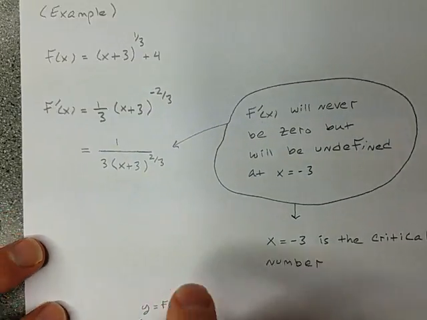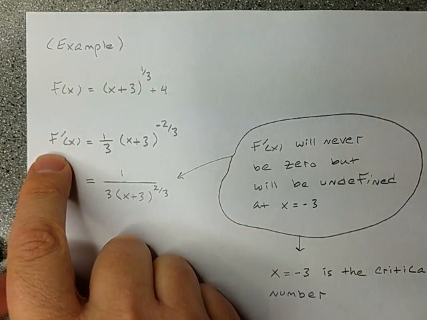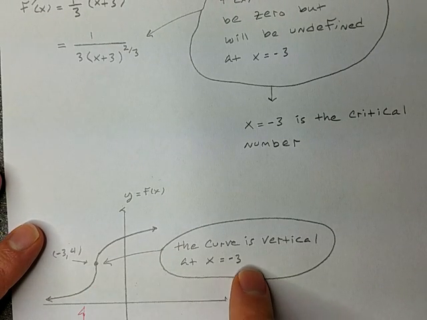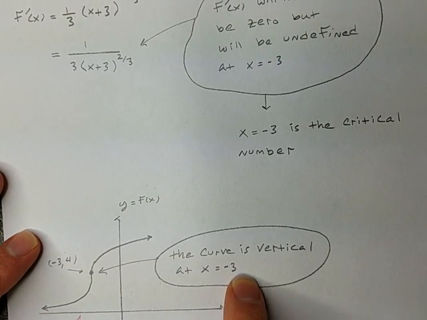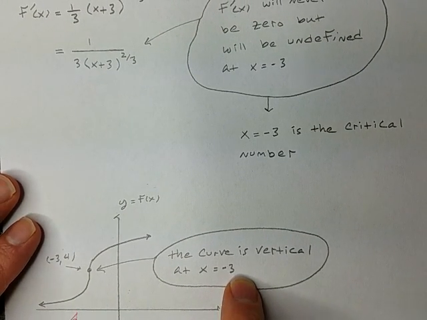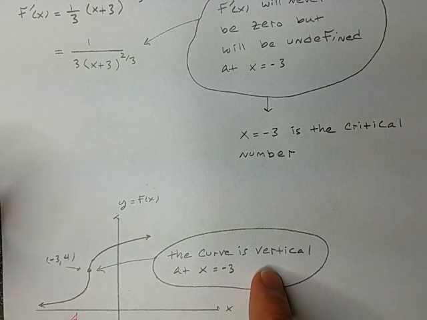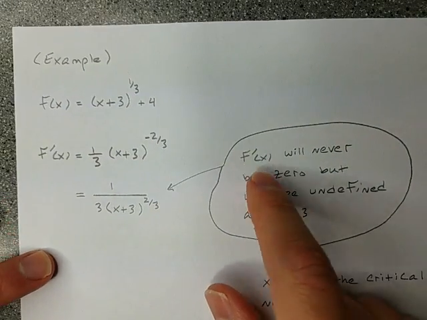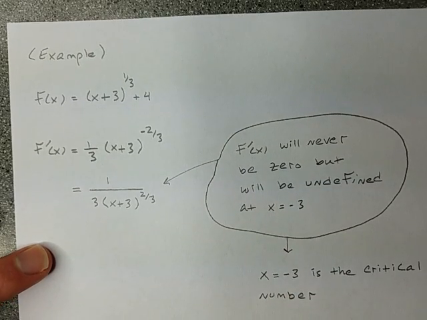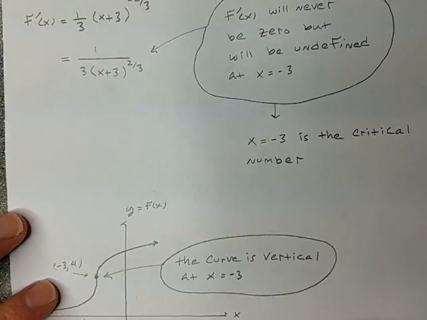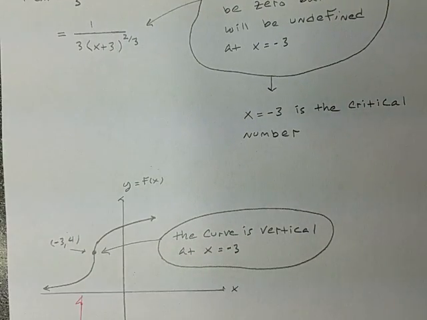Well, what does the derivative tell you? One thing it tells you is the slope of the curve. If the curve was vertical at -3, what's the slope of a vertical line? There's no way to measure the slope. We say a vertical line has an undefined slope. Sure enough, the derivative is undefined at -3. So that's the connection between the derivative being undefined at -3 and the curve, in fact, being vertical there.